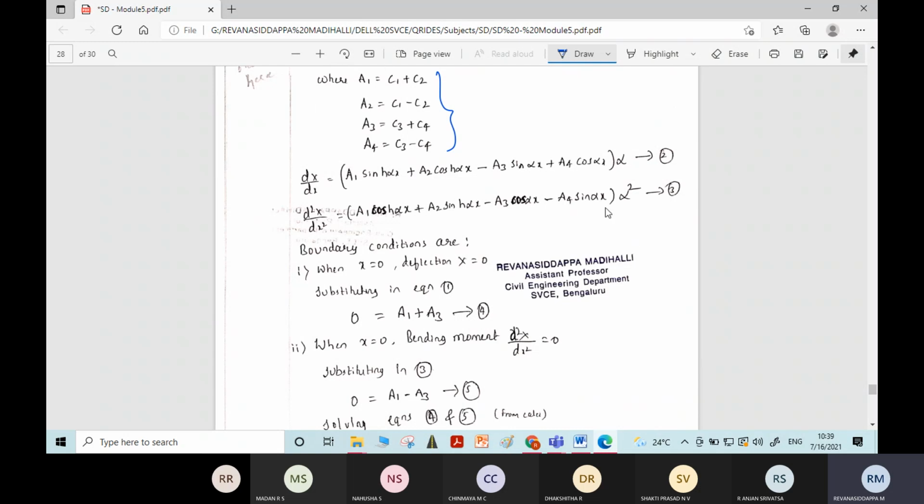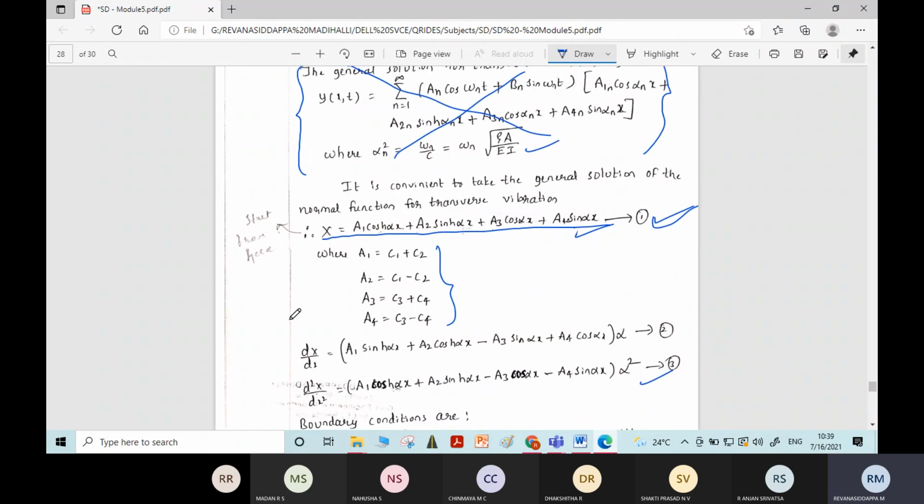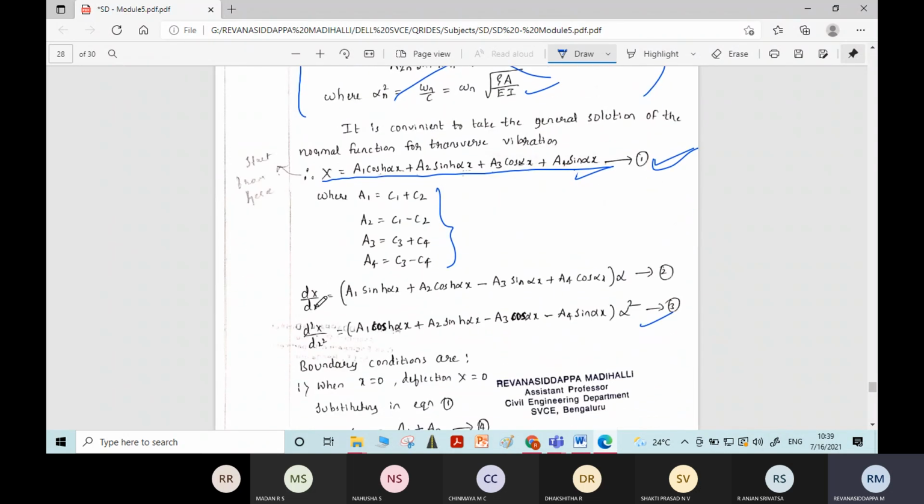So this is the first step, students. What is the first step? Remember this equation. Differentiate with respect to x. Again, differentiate with respect to x, double differentiation you need to do.